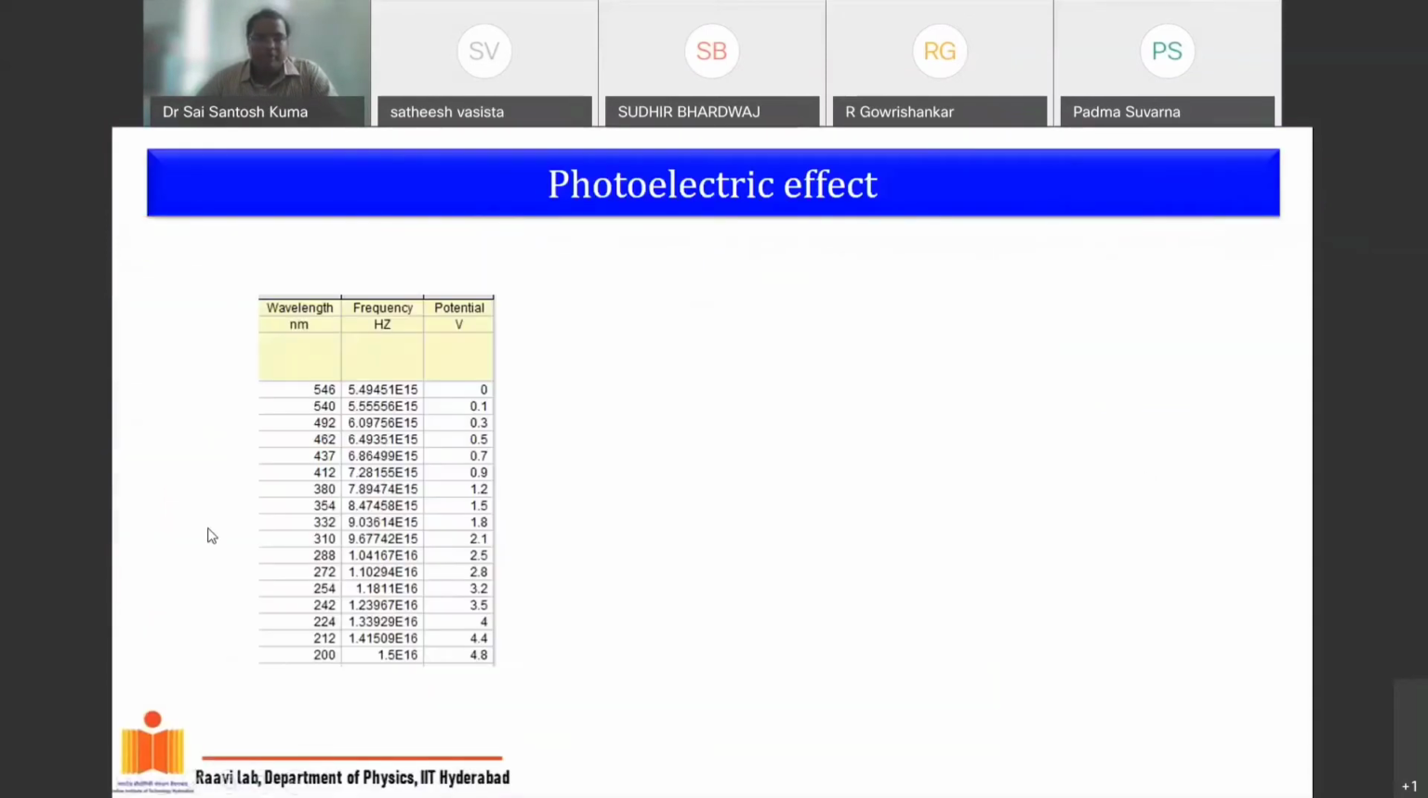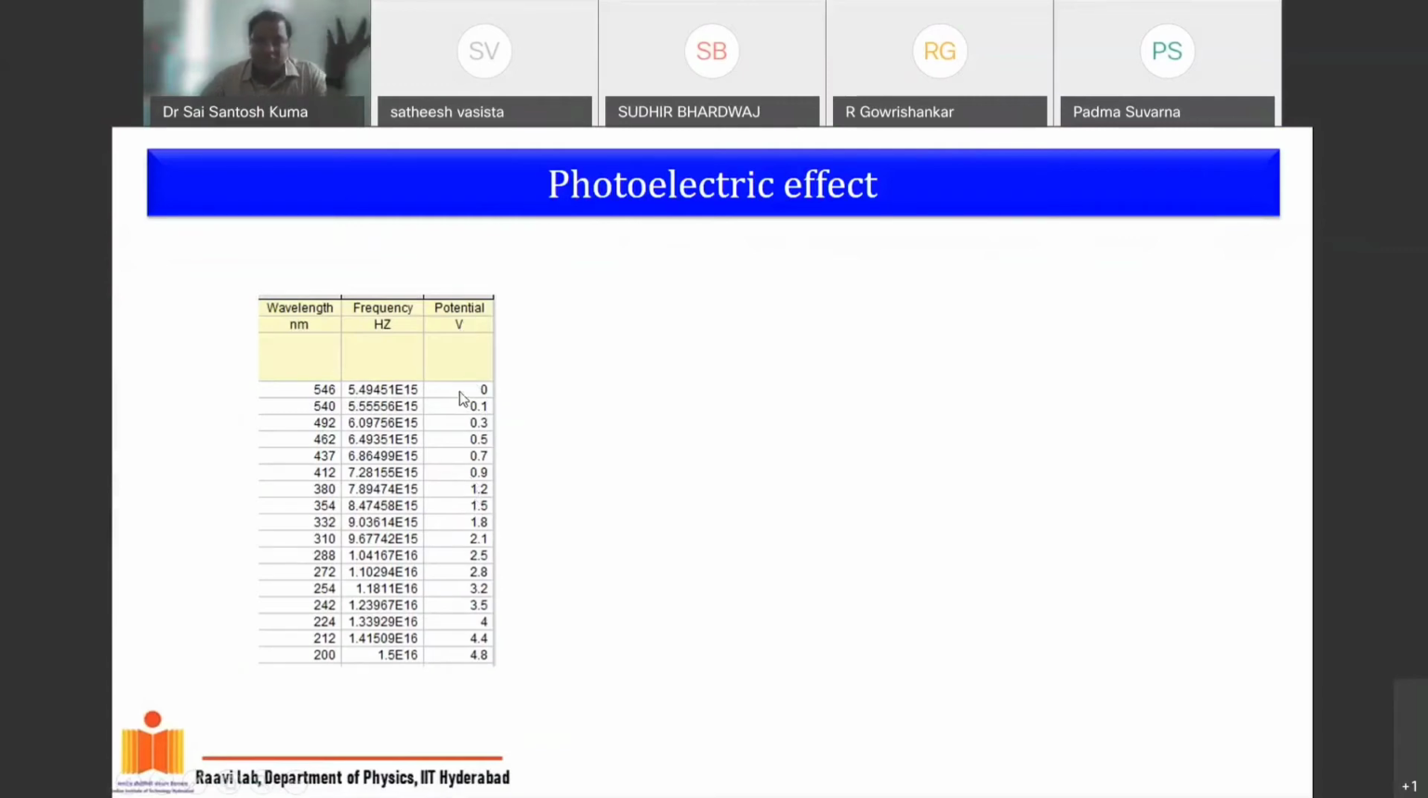This is what I had done. I varied my wavelength from 546 to 200 nanometers, and for each wavelength I calculated the frequency, and then I used the stopping potential which is here. Of course, I didn't bother about the current, the sign.